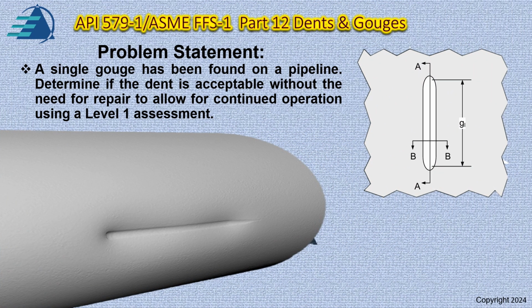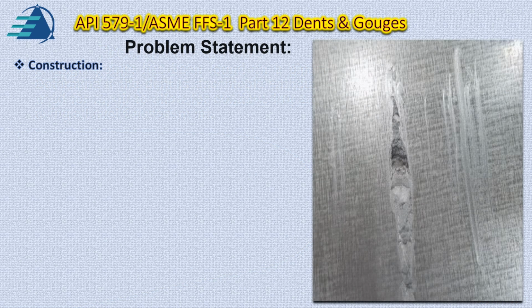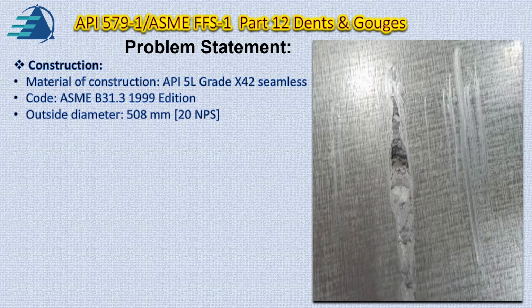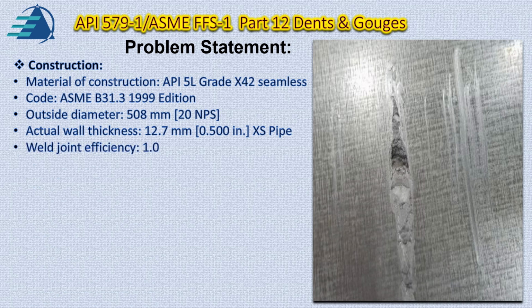Here's the problem statement. A single gouge has been found on a pipeline. Determine if the dent is acceptable without the need for repair to allow for continued operation using a level 1 assessment. The construction: first of all, it's made out of API 5L grade X42 seamless pipe. The construction code is B31-3, 1999 edition. The outside diameter is 20-inch, half extra strong pipe.